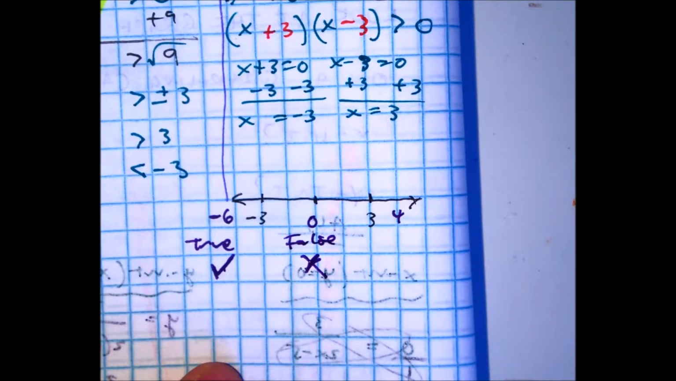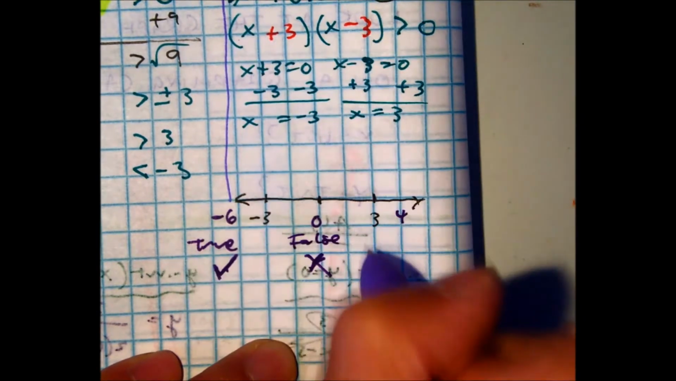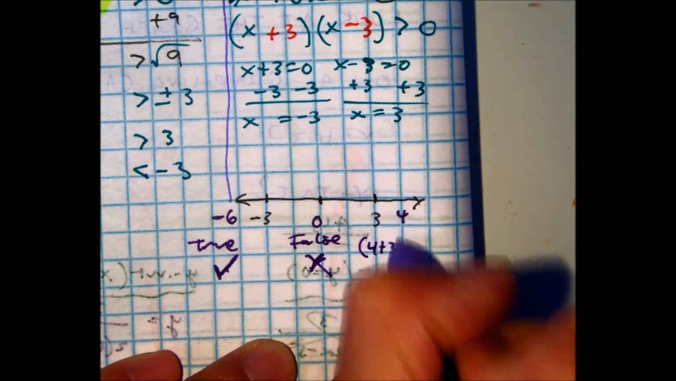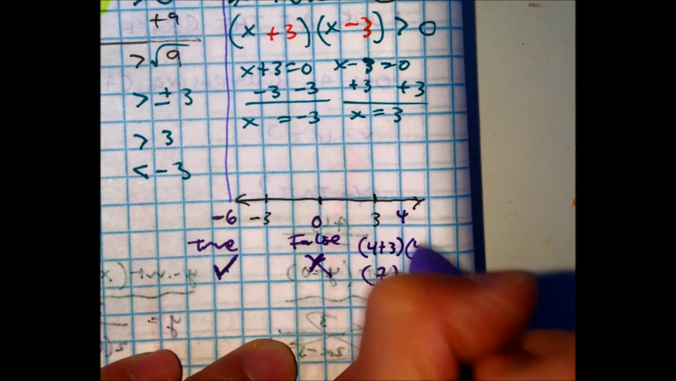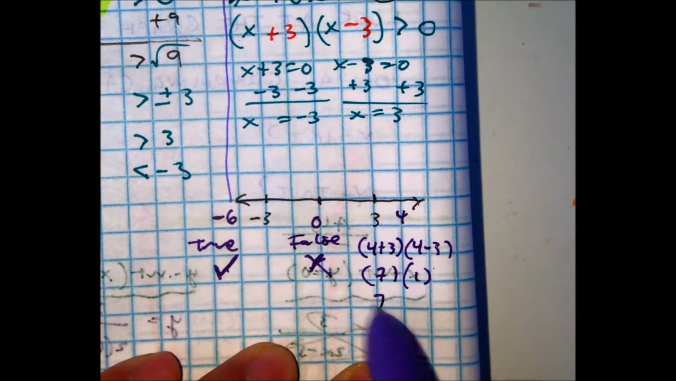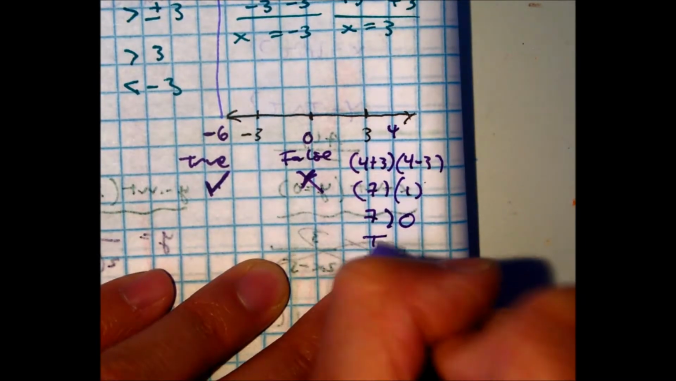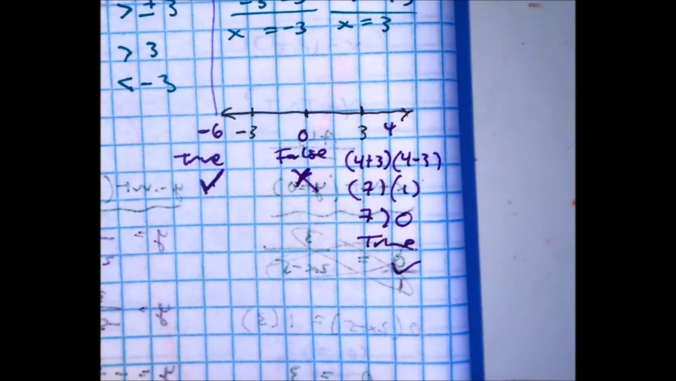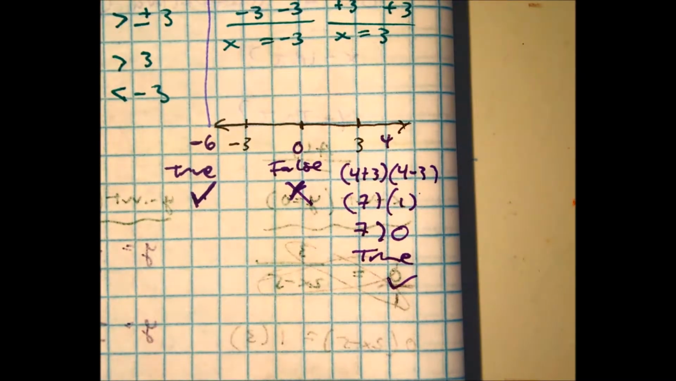So we're doing our test points, okay? So if you're not seeing it, let me write it out. 4 plus 3. 4 minus 3. 7 times 1. Is 7 greater than 0? True. So our check marks kind of show us where the solutions are at. Does that make sense? Okay.